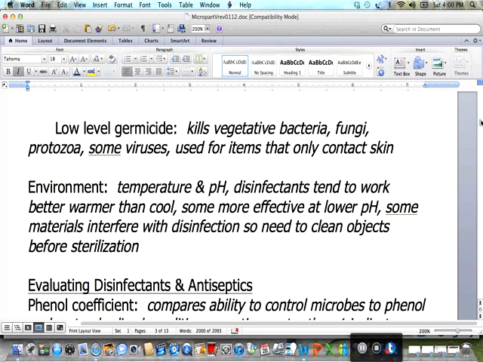Disinfectants tend to work better at warmer temperatures rather than cool. Some are more effective at lower pH values. Some materials may interfere with disinfection, so they must be cleaned before sterilization. Even items in the autoclave must be washed beforehand.